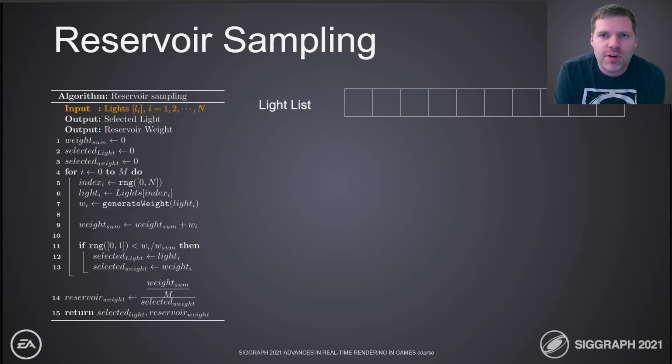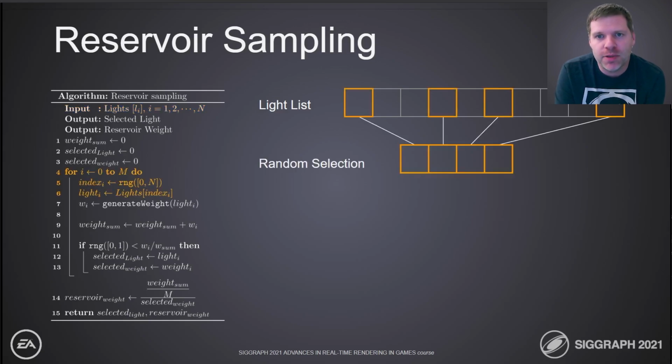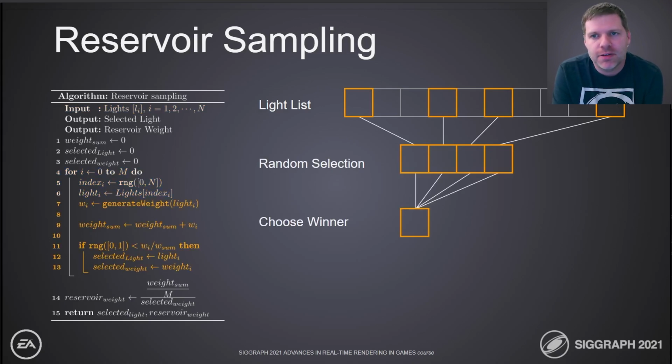The essential idea behind reservoir sampling is that you stochastically evaluate N lights, but only choose M winners to shoot rays against. In our case, we randomly sample 4 to 8 lights and choose only 1 winner. The winner is chosen by calculating the weight of the light based on its distance and intensity. We then generate a random number, and if that number is less than the weight of the light divided by the total weight, we select that light. And finally, we normalize the resulting PDF by the total weight of all the sampled lights.